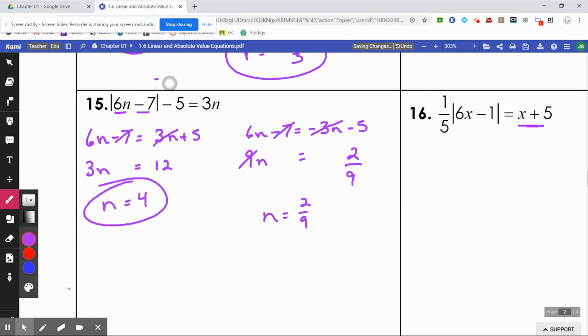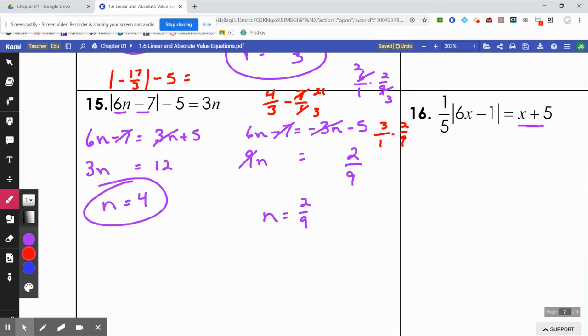Do the same thing with 2/9. You have 6 times 2/9. Let's come over here. 6/1 times 2/9. Cross cancel. Leaves you with a 2 and a 3. That'd be 4/3. And we have to subtract 7. Let me do a different color so we can keep track of it. So you have 4/3 minus 7/1. Common denominator, multiply top and bottom by 3. That's 21/3. So that's going to be negative. Inside the absolute value bar is negative 17/3 minus 5 equals 3 times 2/9.